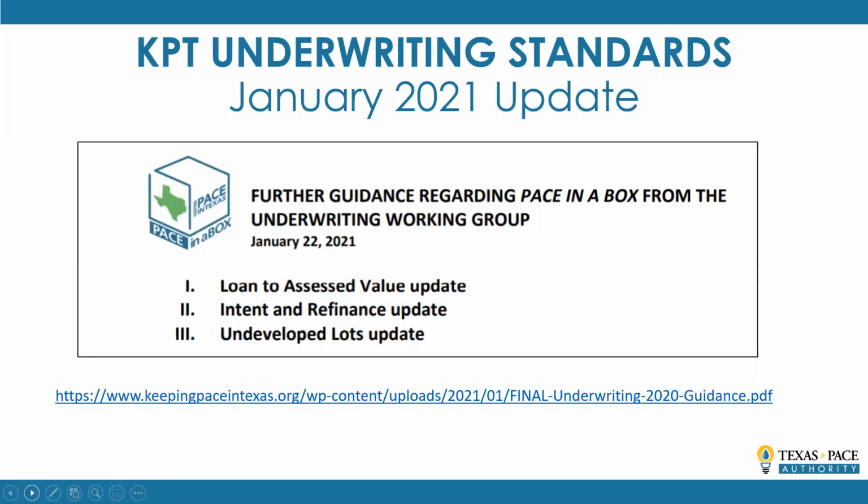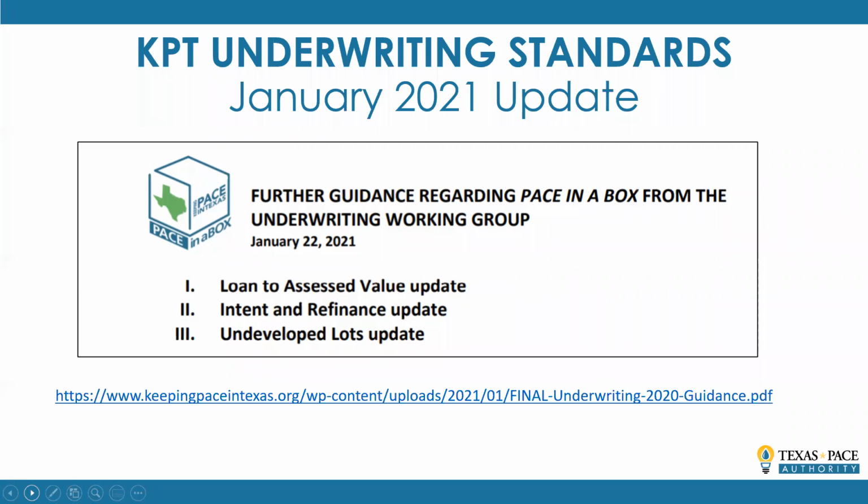First of all, in January 2021, the underwriting standards group of Keeping Pace in Texas looked into three different areas: the loan to assess value, the intent and refinance, and also undeveloped lots, and provided clarity on how these should be interpreted. The idea here is consensus and uniformity across the state in how PACE programs are operated. We're going to go into these a little more, but the loan to assess value update essentially raised the value. It has been 20% historically. The recommendation here is that it should be 25%.